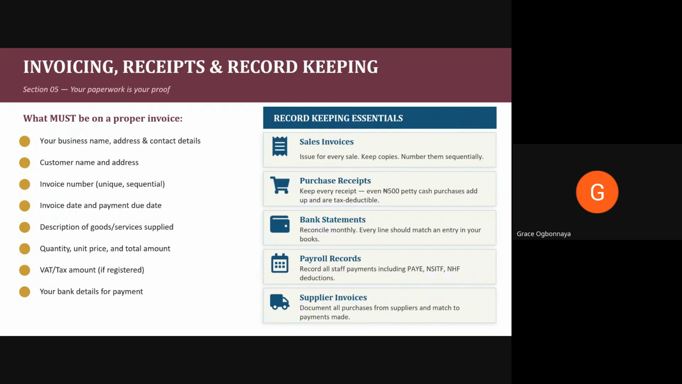When you are recording, you sold this. This is the person that bought it, the person's address, the person's name. This is what they bought, the date they bought it, and the date that the payment was made. How many did they buy? What is the unit price per one? Then the total price. Are you charging the client VAT? Then your bank details. These are basically things that you need to record.